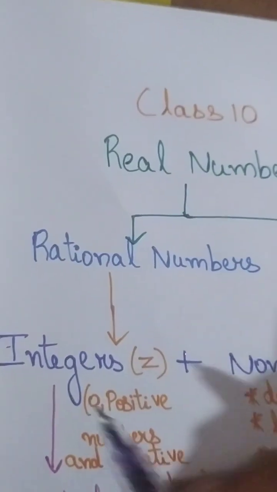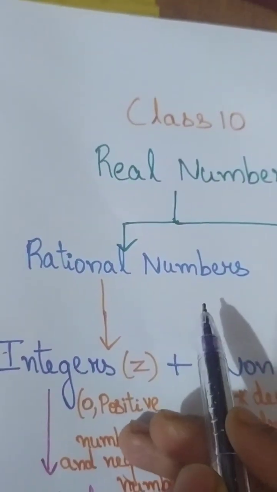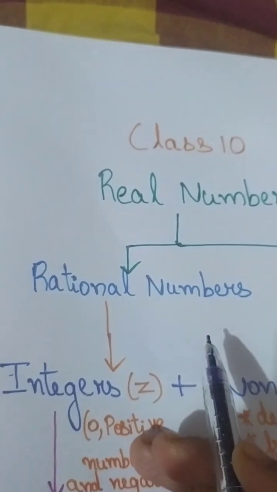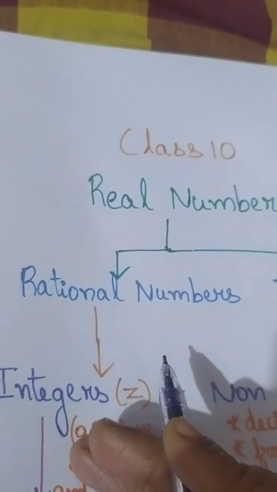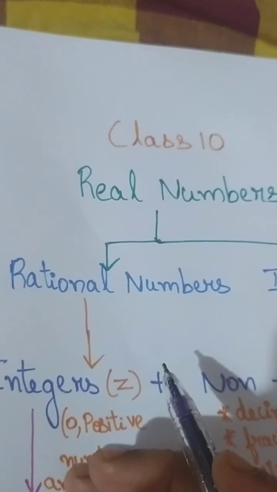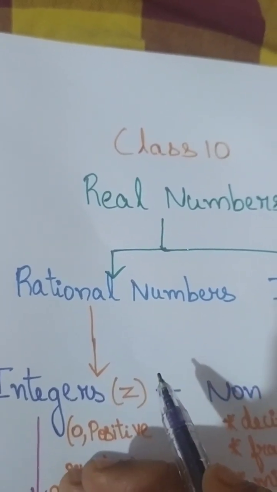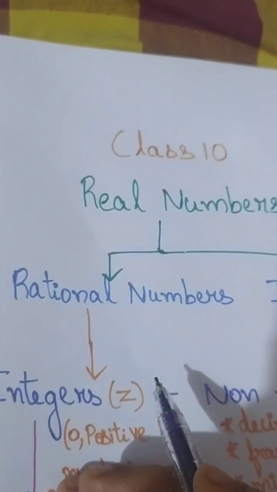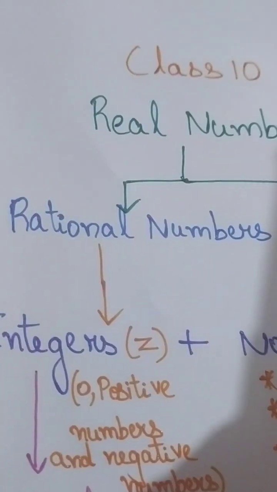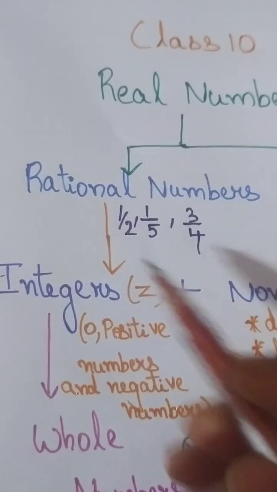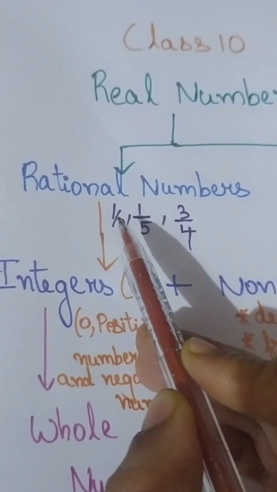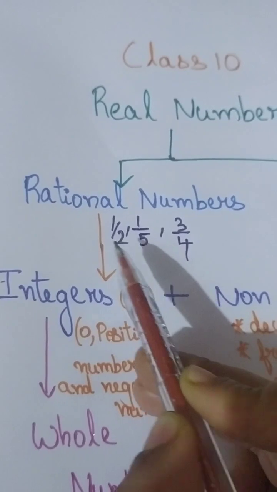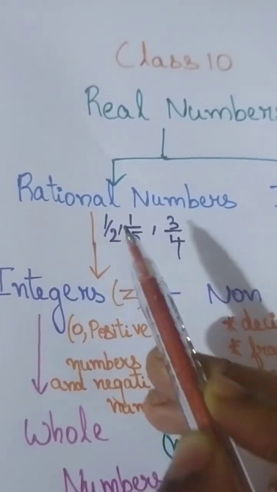So now come to rational numbers. What are rational numbers? Rational numbers are numbers which don't have 0 as the denominator. The numerator can be 0 but the denominator should not be 0. Always the denominator should have some number. If there is a 0 in the denominator, it is not a rational number. Let me give some examples. These are all rational numbers with a numerator and a denominator. The denominator should not be 0.